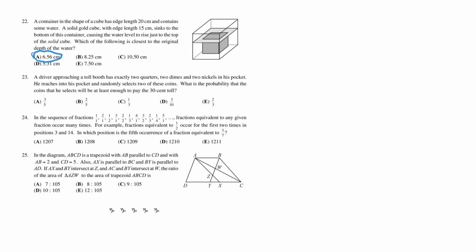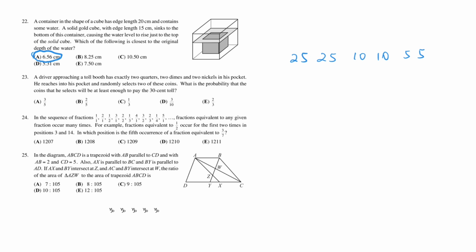Number 23: a driver approaching a toll booth has exactly 2 quarters, 2 dimes, and 2 nickels in his pocket. He reaches into his pocket and randomly selects 2 of these coins. What is the probability that the coins he selects will be at least enough to pay the 30-cent toll? The driver has 6 coins: 25, 25, 10, 10, and the nickels, 5, 5.